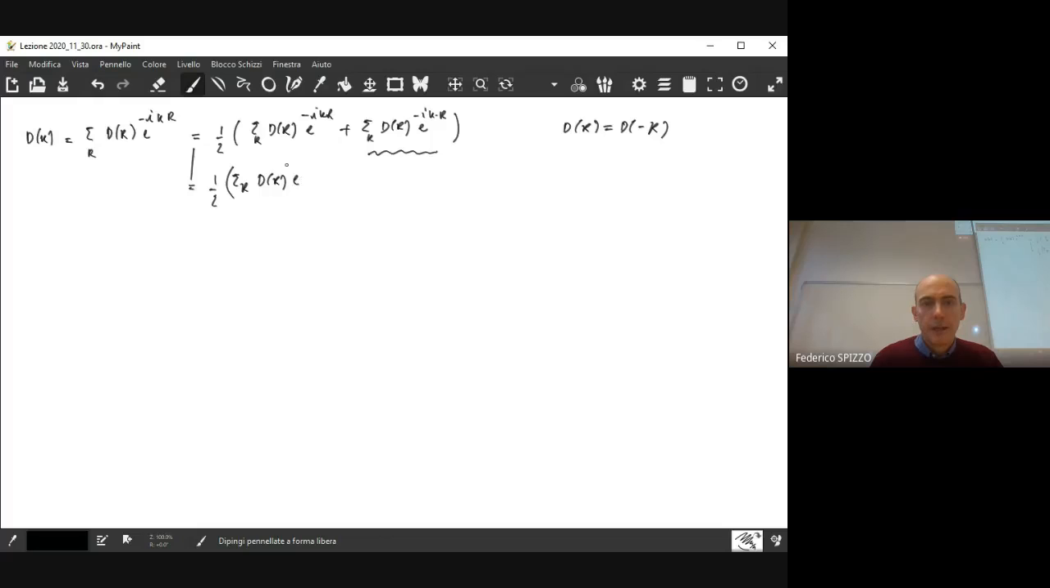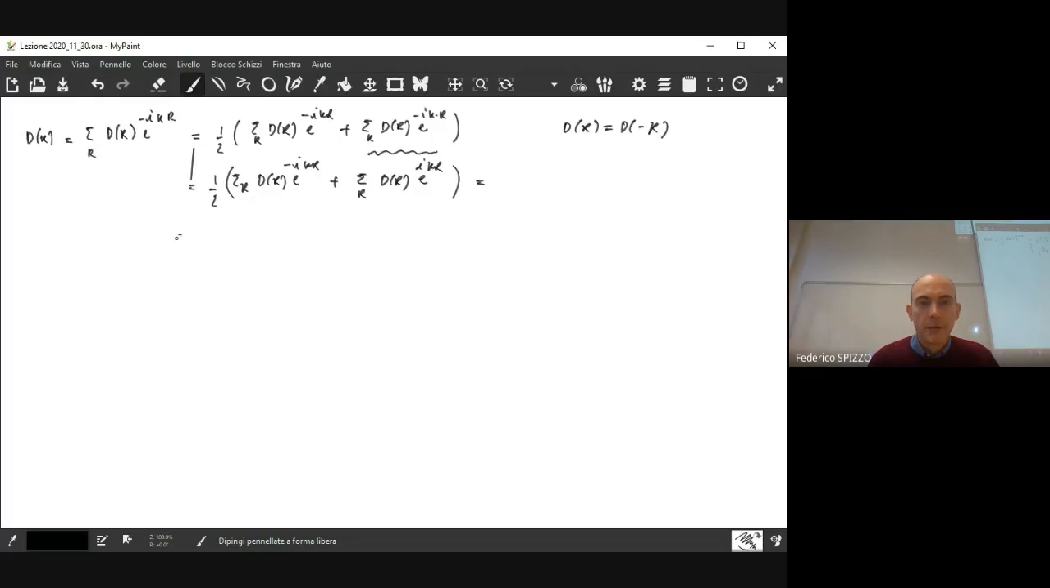Here I have D of R e to the minus i k r. Then I have the sum over R of D of R e to the i k r. Because if I change the sign, I have to change the sign both in the phase and in the matrix, but D of R is equal to D of minus R. So I may suppress the sign variation within the matrix. So at the end, I have just D of R here, and the only change of sign is within the phase.